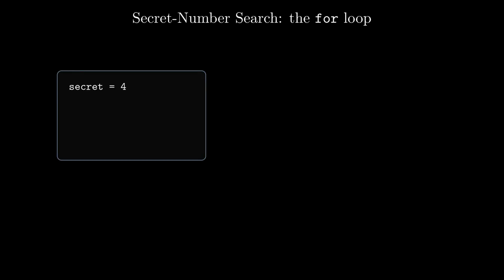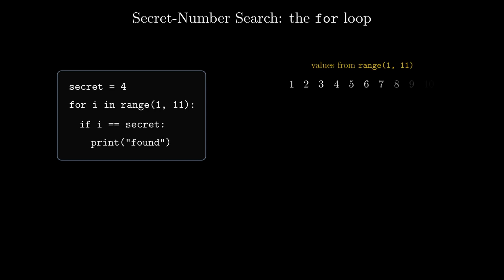Here's our first exercise. Hard code a secret number, say secret is set to 4. Then go through every number from 1 to 10 inclusive and announce when you find it. To get 1 through 10 inclusive, we write range of 1, 11, which yields 1, 2, 3, and so on up to but not including 11. The loop variable i takes each of those values, we check. If i is equal to secret, then print the string found.